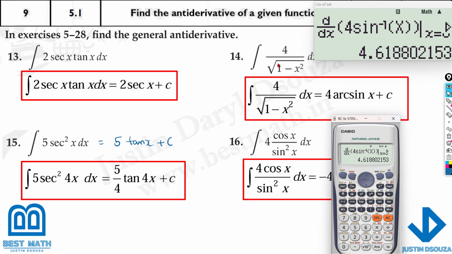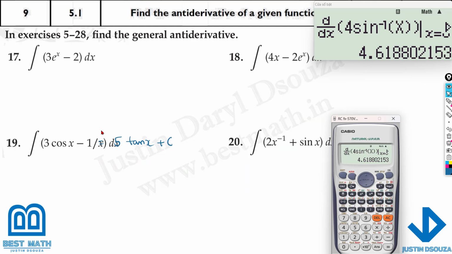1 minus x squared, and we have a square root. So this denominator cannot be negative inside the square root. So take a value which is less than 1. You can take 0.9, 0.5, 0.75, 0.25. That's absolutely fine. I've taken 0.5 and on both sides the numbers match. Similarly, please do solve the other problems. There's nothing difficult over here.